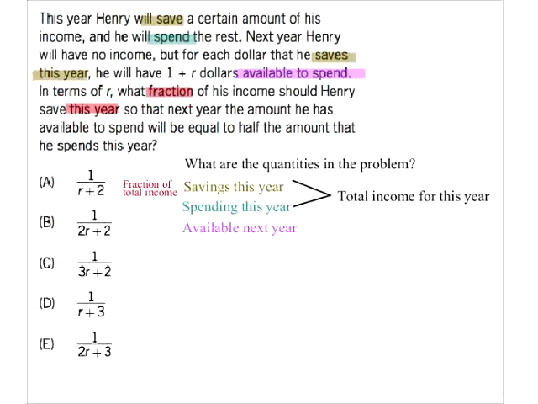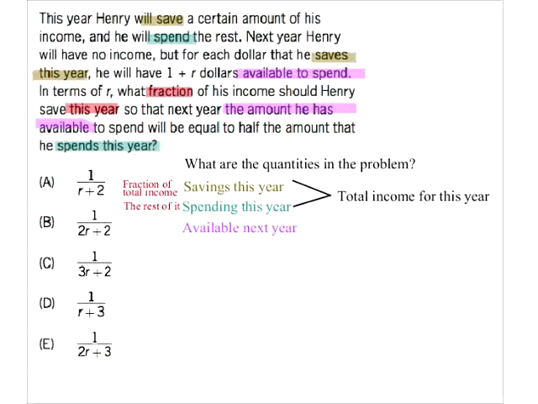And then the spending this year will just be the rest of it. So next year, the amount that he has available to spend, okay, we've seen that already, will be equal to half the amount that he spends this year. We've also seen that already. So, hey, this is not that bad. There's really only three quantities, although there are a couple of relationships among those. Like, you have a total income composed of the first two, and there's this fraction thing going on. But there are really only three moving parts in this problem.